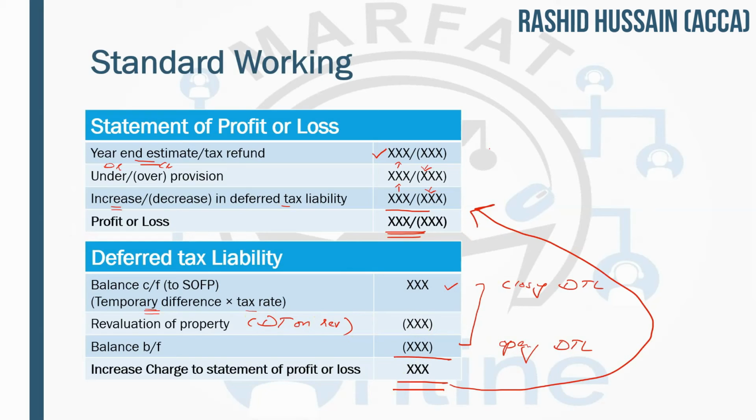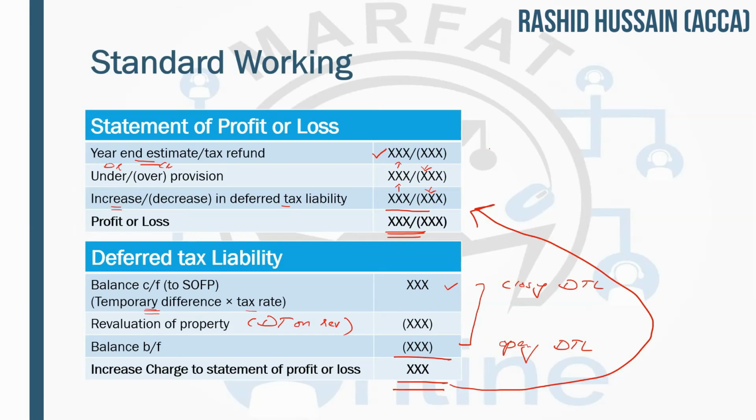So again, I'm repeating that. Year-end tax estimate expense. Under provision, increase the tax charge. Over provision, decrease the tax charge. Increase in deferred tax liability is expense that will be added to the above expenses. Decrease will be deducted.